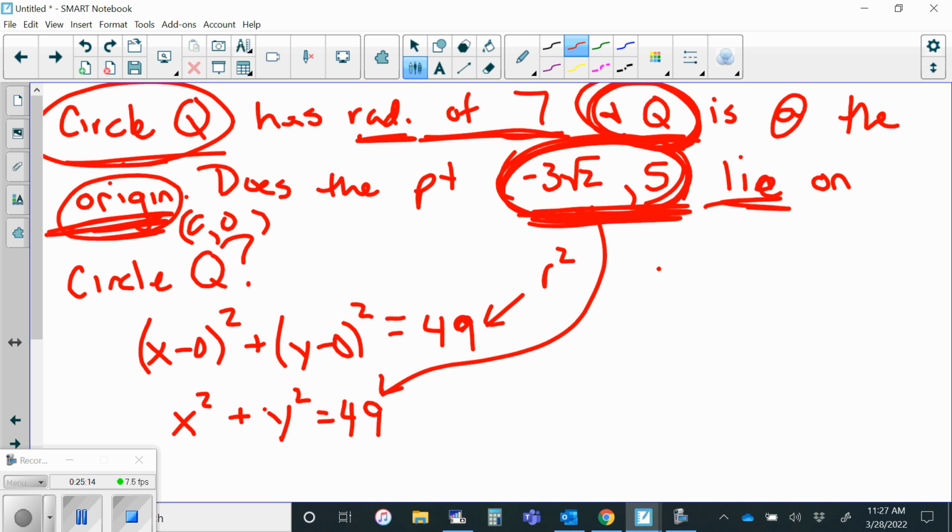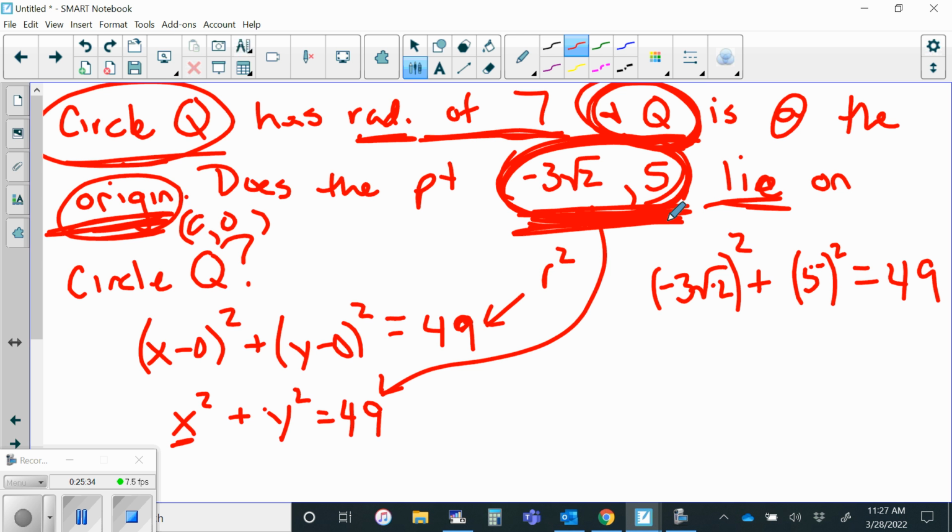So that means that negative 3 square roots of 2 is my x. So I put it in for x. That's squared plus what? Plus 5 squared. That better equal what? If it doesn't, what does that mean about this ordered pair? That it does not lie on the circle. If it does make it equal to 49, what does it mean about that point? It's on the circle. Yes or no? How the heck do I square this? Well, let's take care of this. What's 5 squared? Good.